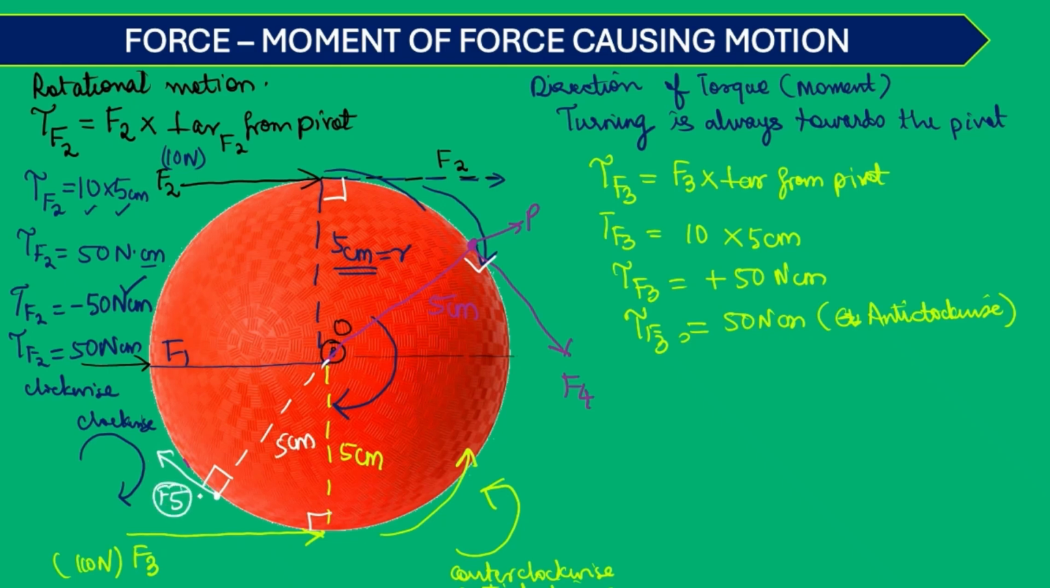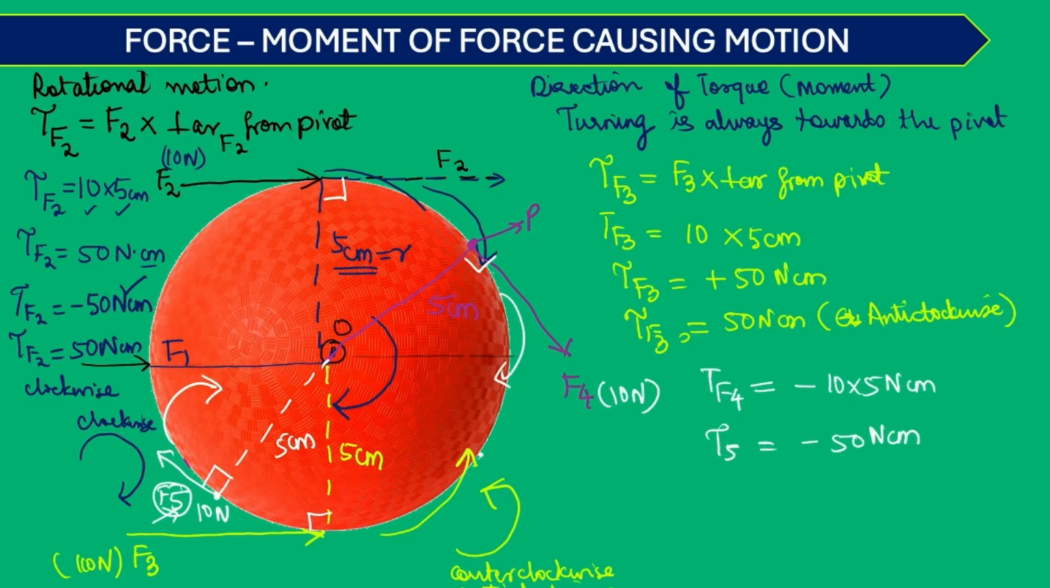Force is 10 Newton. This force is also 10 Newton. So torque due to F4 is going to be clockwise. So it is going to be, can I write minus 10 into 5 Newton centimeter? And torque due to F5, this is your F5. This is causing what kind of motion? Again, this is also causing clockwise. So this will also be minus 50 Newton centimeter.